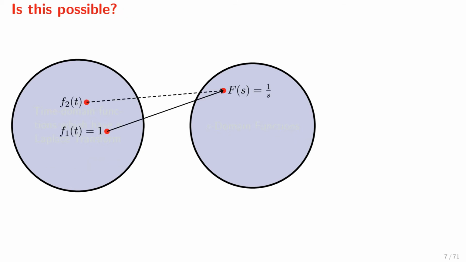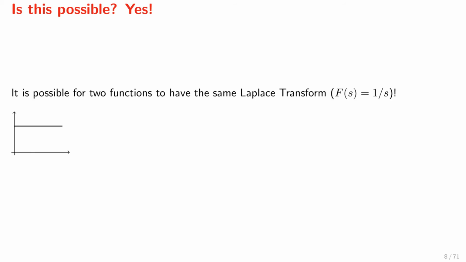It is natural to ask whether it is possible for two time-domain functions to share the same Laplace transform. We know that the Laplace transform of f of t equals 1 is 1 over s. Are there any other time-domain functions with the same Laplace transform? Define a time-domain function f which is equal to 1 at all times with the exception of just one time instant. Such a function has the same Laplace transform.